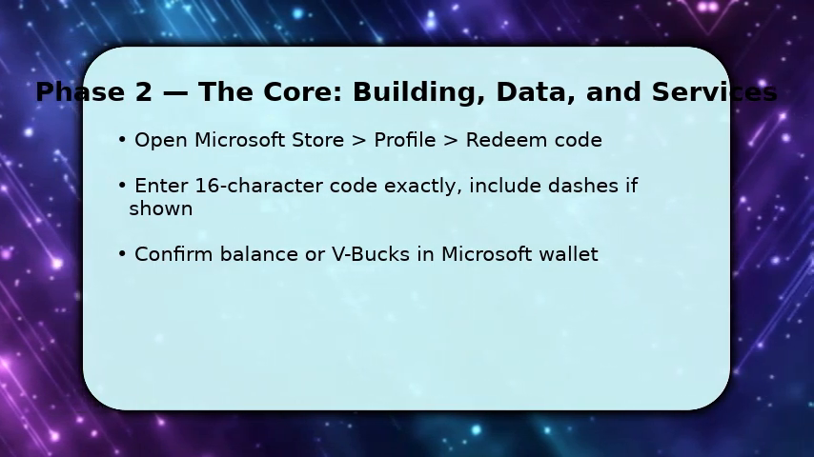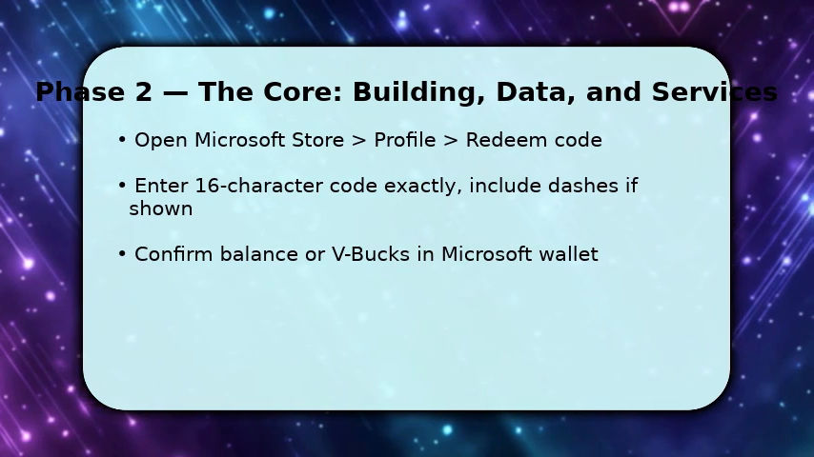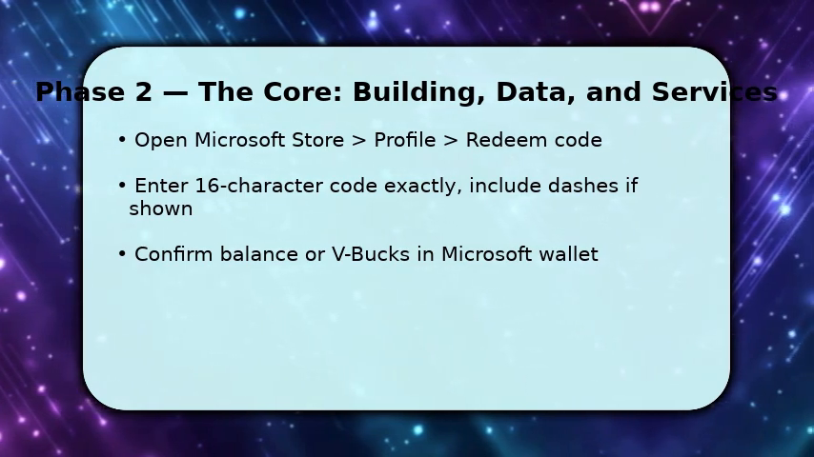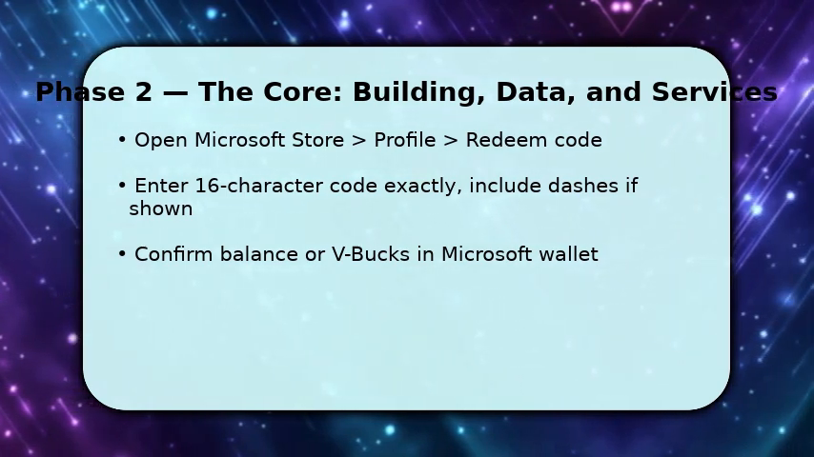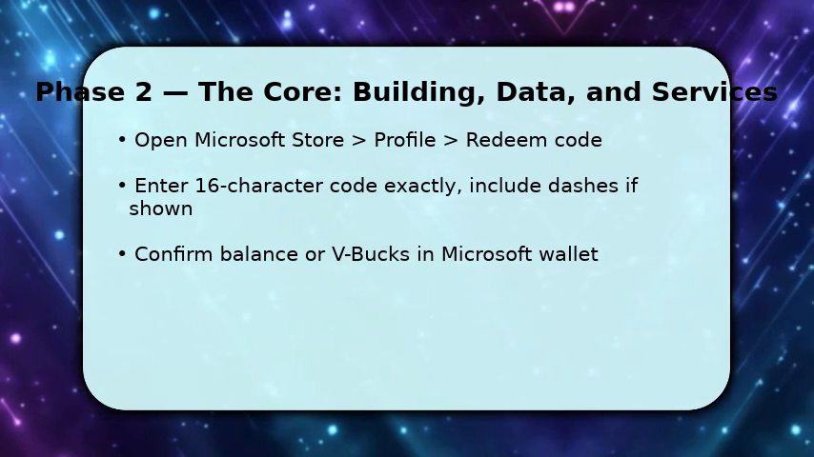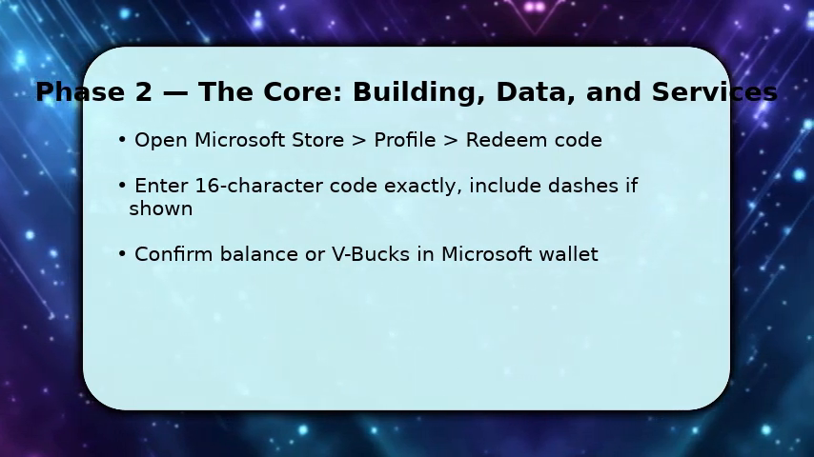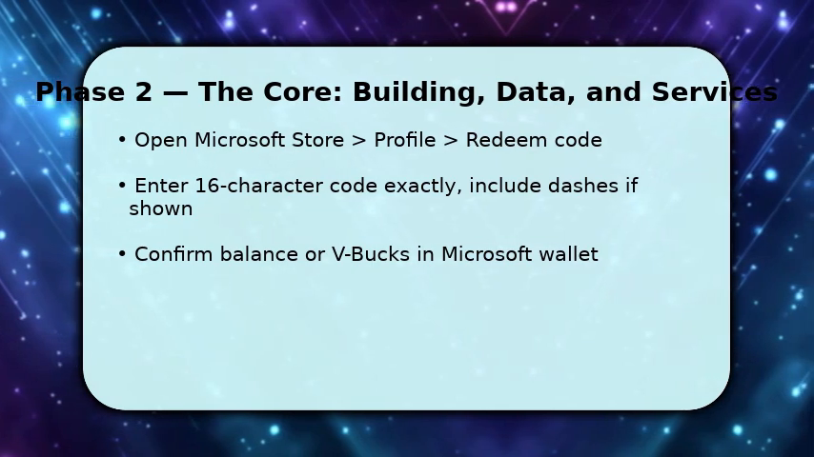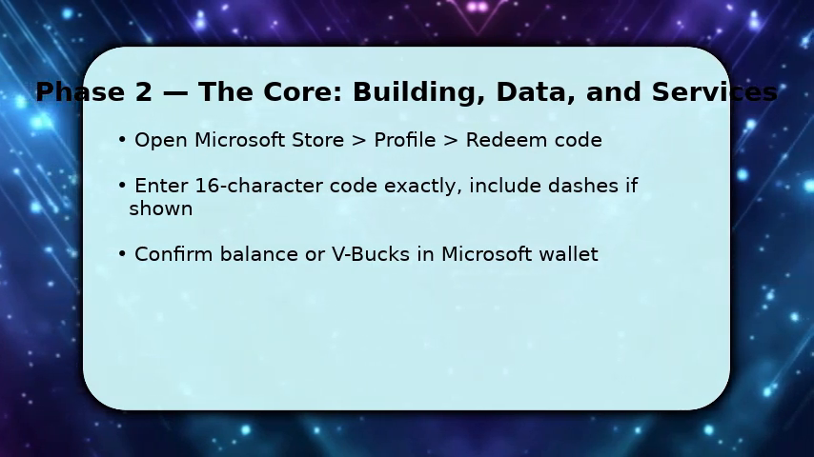After redeeming, check your Microsoft Wallet or store balance to confirm funds. Then launch Fortnite, go to the in-game store, and confirm that V-Bucks or item credit is available. This step links the Microsoft balance to Epic purchases, so you can spend immediately without leaving the console.